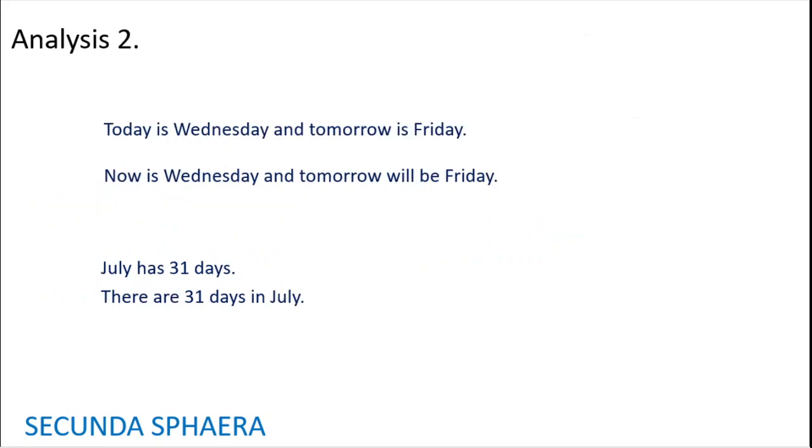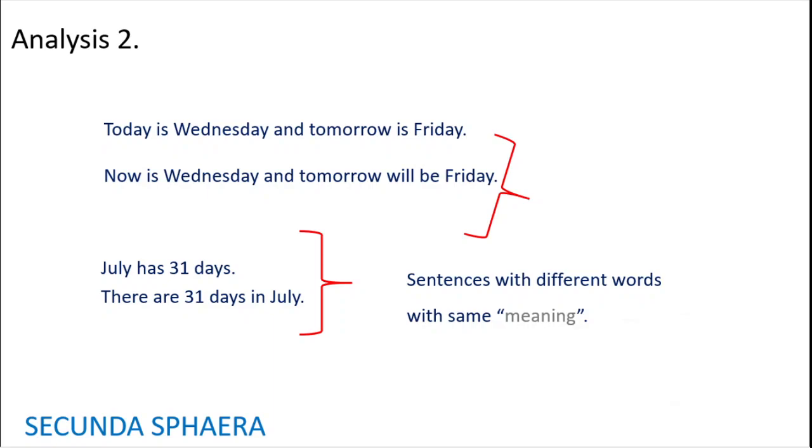Also, it is important to consider that, for example, the pair of sentences "today is Wednesday and tomorrow is Friday" and "now is Wednesday and tomorrow will be Friday" have different words, but they are pretty much saying the same. Also, the pair of sentences "July has 31 days" and "there are 31 days in July" have different words, but they're saying pretty much the same. That is going to be said to be sentences with different words but with the same meaning. And meaning isn't great, because that is a word that is entirely out of the scope of this video and of this channel. You may find something discussing the word meaning in the links below.